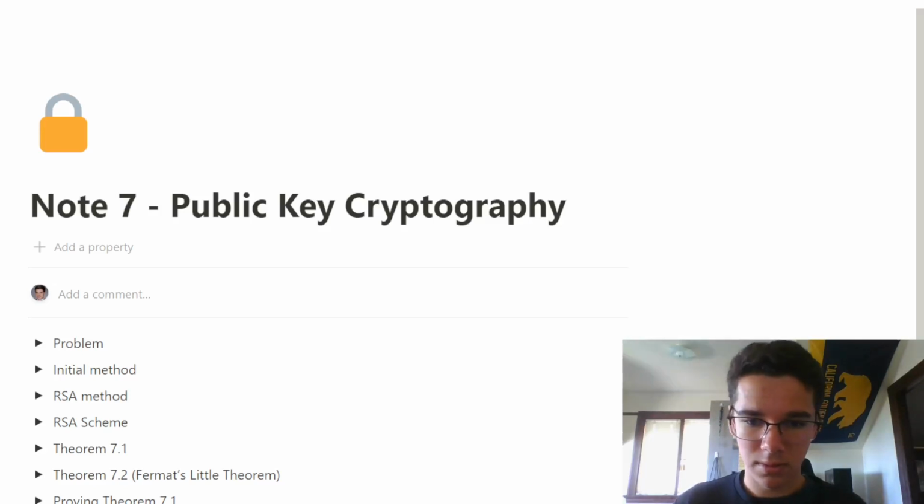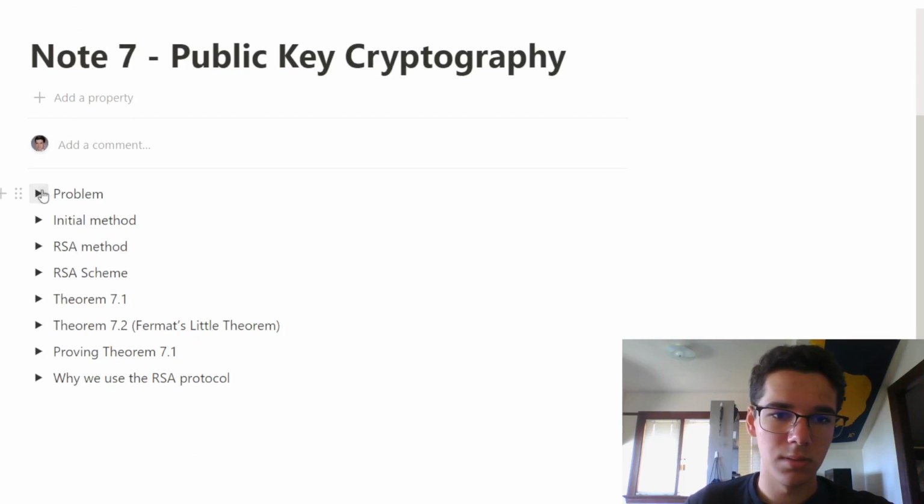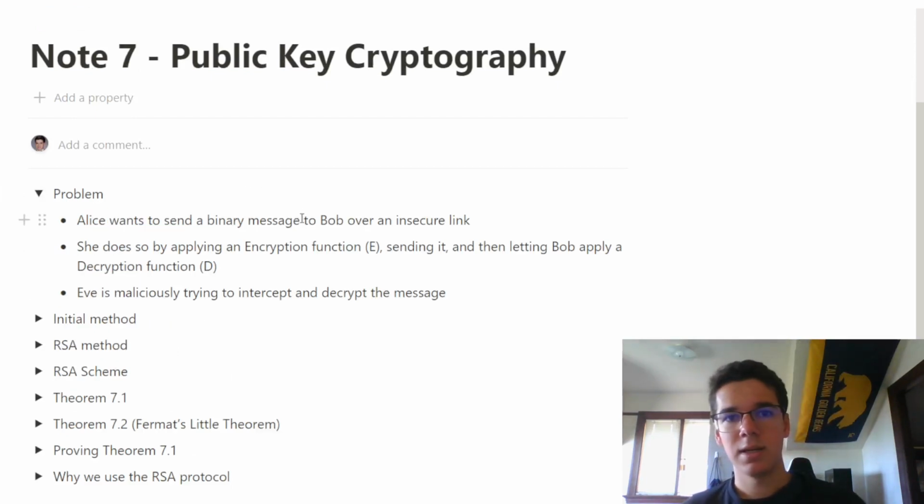Alright, so this is note 7 from CS70. This one is about public key cryptography. So the problem that we are facing is that we have these two people, Alice and Bob, and Alice wants to send a binary message to Bob over an insecure link.